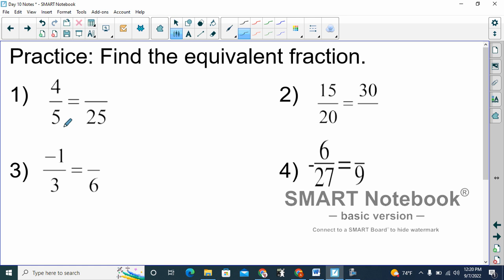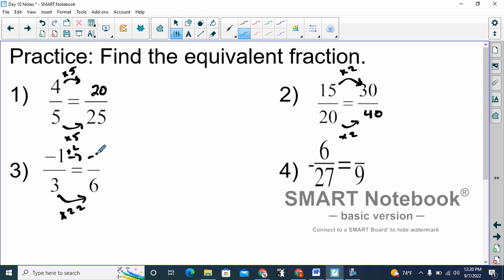Number 1, we should recognize this is times 5. So 4 times 5 gives us 20. 20 over 25 is correct. This one should be times 2. 30 over 40 is the same thing as 15 over 20. Here, to go from 3 to 6, I multiply by 2. Gives me negative 2 over 6.